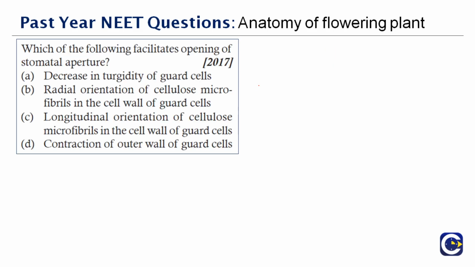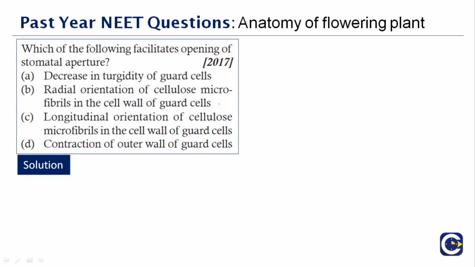Which of the following facilitates the opening of the stomatal aperture? This question was asked in the year 2017. Now here you have 4 options. When we talk about stomatal aperture, what is stomata? Stomata are functionally specialized small pores on the surface of the leaves which regulate the flow of gases in and out of the plant. The pore is opened by an increase in osmotic pressure in the guard cells, resulting in the uptake of water. So this is an introduction about stomata.